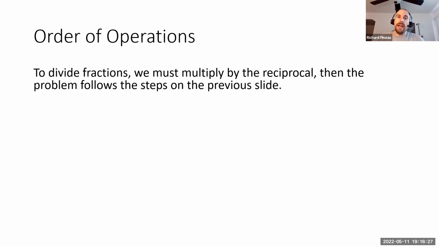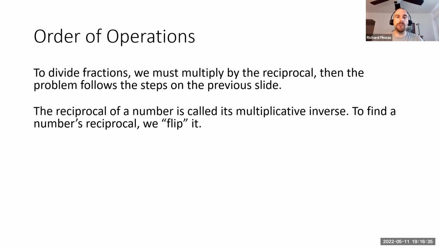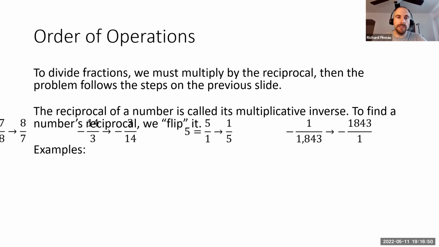Now, to divide fractions, we have to multiply by the reciprocal. There's an interesting word. And then the problem follows the steps that we just had on the previous slide. So there's a little bit of a first step to sort of modify the problem. Now, what is a reciprocal? The reciprocal of a number is called a multiplicative inverse. So to find a number's reciprocal, we quote unquote flip it. What the heck does this mean?